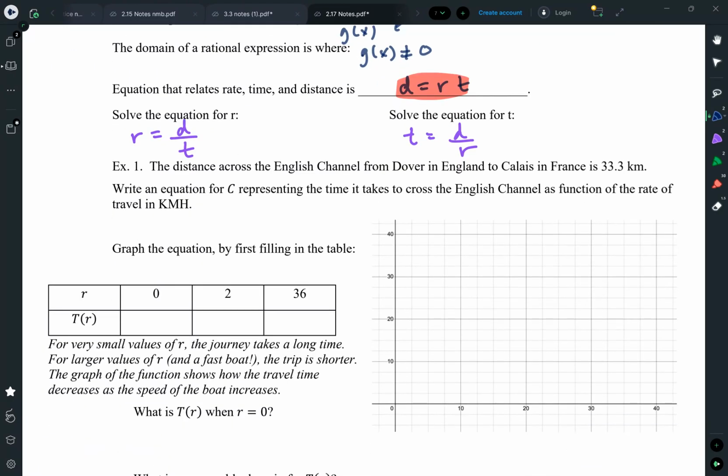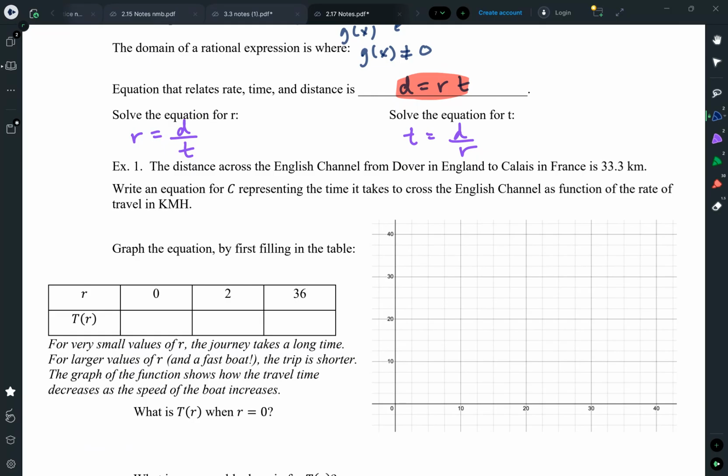So example 1: the distance across the English Channel from Dover in England to Calais in France is 33.3 kilometers. Write an equation for C representing the time it takes to cross the English Channel as a function of the rate of travel in kilometers per hour. So we've got a distance. We know the distance is fixed, right? If we're going to swim across this channel, it's 33.3 kilometers.